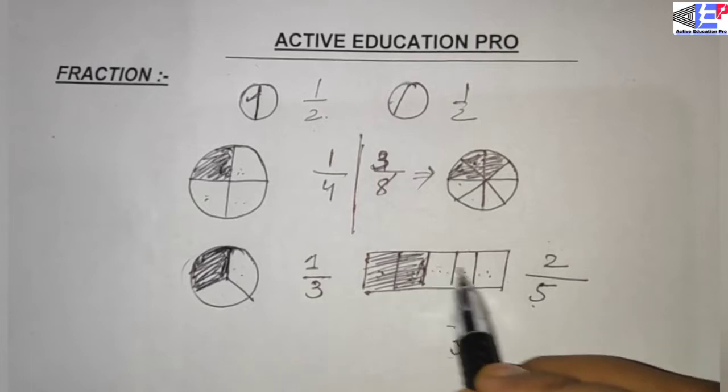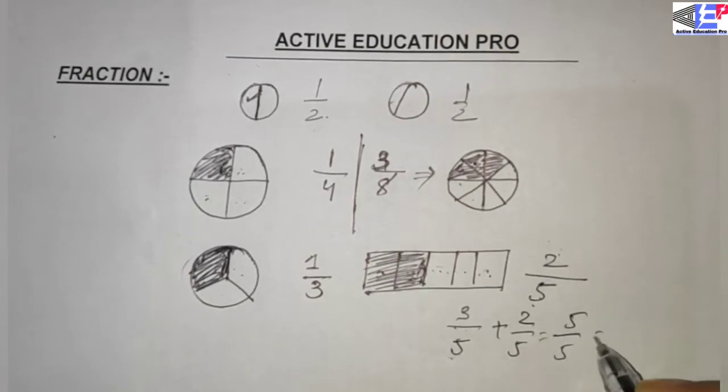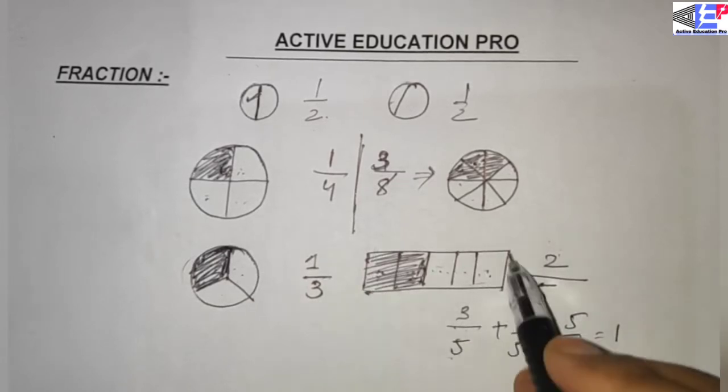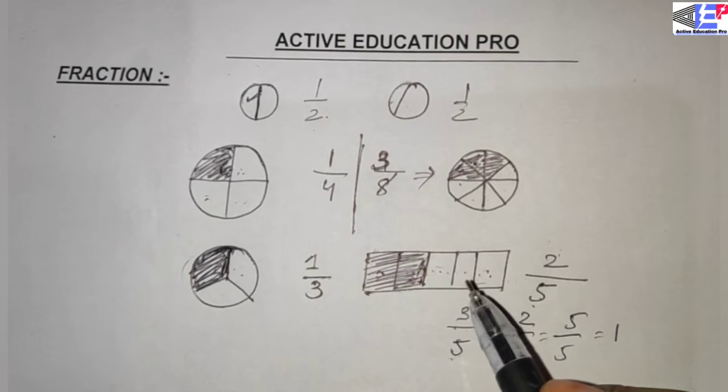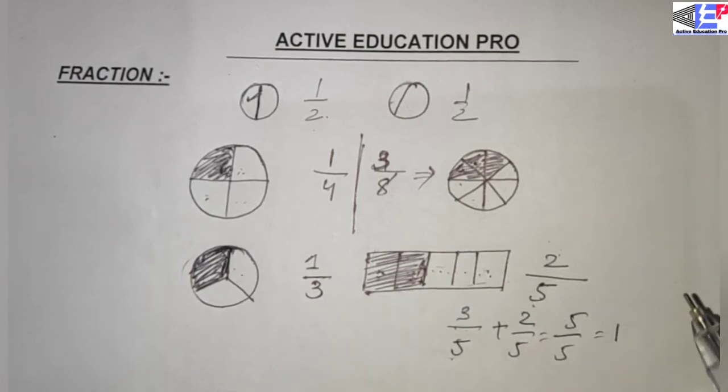The remaining part, the clear part of this figure, is 3 by 5 and the shaded part is 2 by 5. If you add this 3 by 5 and 2 by 5, it will be 5 by 5, which is equal to 1. 1 means it is a whole, it is not a fraction, it is a complete rectangle or complete cake.